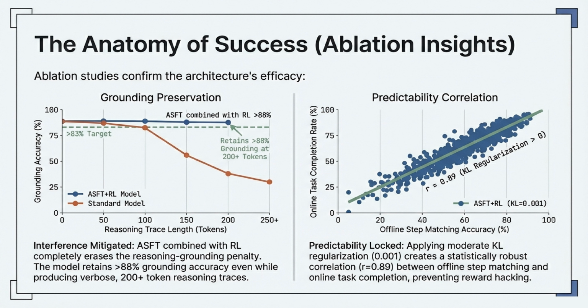To understand why this works, ablation studies confirm our architecture's efficacy. First, interference is mitigated. By combining ASFT with RL, we completely erase the reasoning grounding penalty. The model retains over 88% grounding accuracy even when producing long, 200+ token reasoning traces. Second, predictability is locked. By applying moderate KL regularization, we created a statistically robust correlation of 0.89 between offline step matching and online task completion, successfully preventing reward hacking.